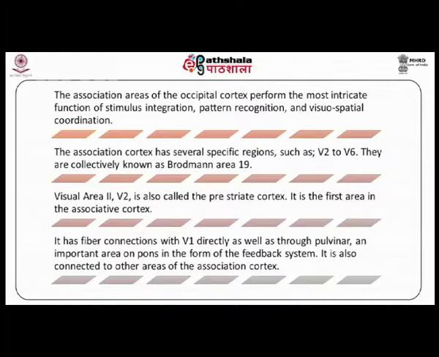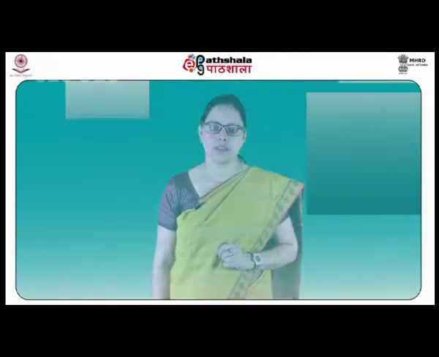Visual area 2, V2, is also called the pre-striate cortex. It is the first area in the associative cortex. It has fiber connections with V1 directly as well as through the pulvinar, an important area on the pons, in the form of a feedback system. It is also connected to other areas of the association cortex.